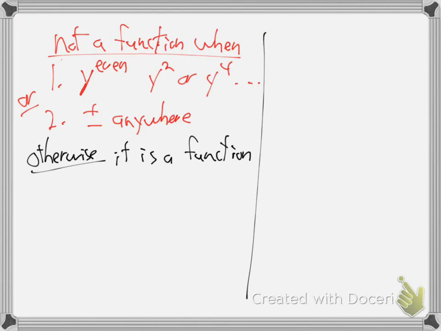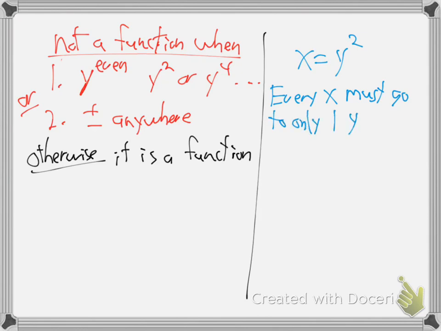Let's talk about that for a minute. Imagine if you had x equals y squared. That one's not going to be a function. Why not? Well, remember the function rule. Every x must go to only one y value to be a function. Let me do a little table here. Can you give me an example of an x, with that equation, that would go to two different y values, both making it true? Give me specific numbers.